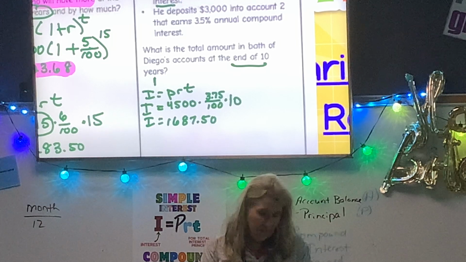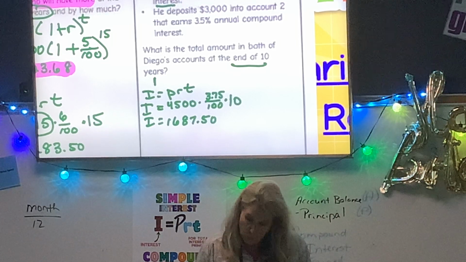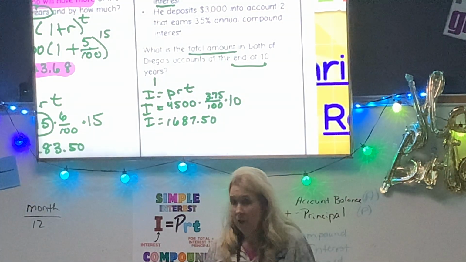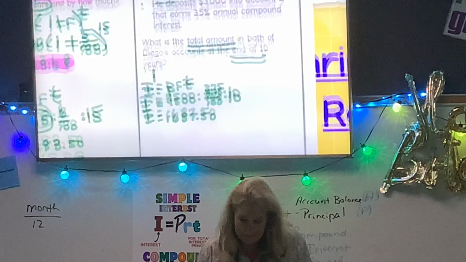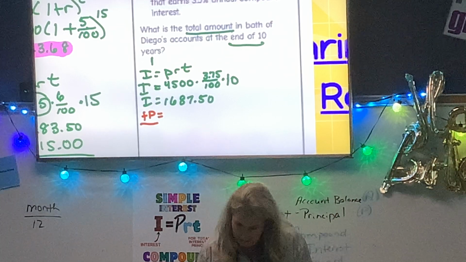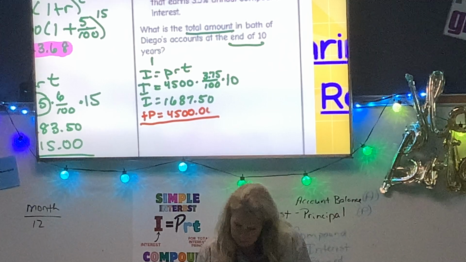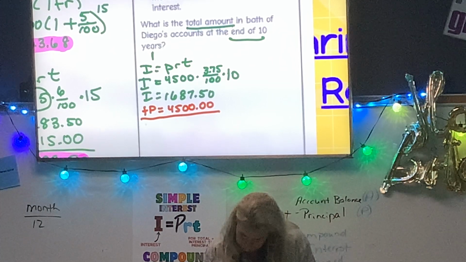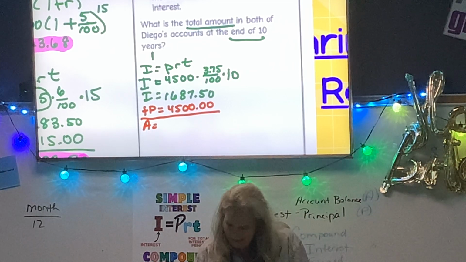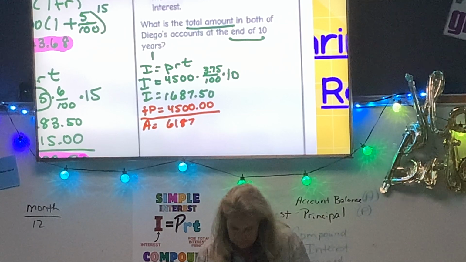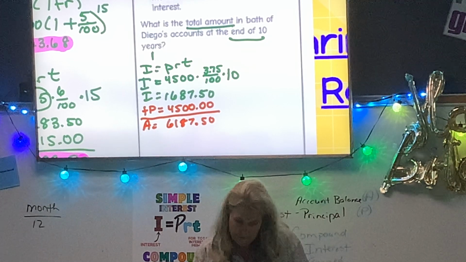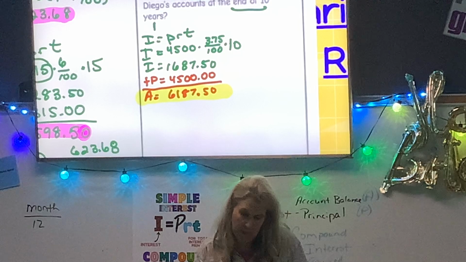Perfect. Then, total amount. So I need to get the total amount of both together. We need to add both of them. Okay, but what do I need to do to find my amount in my account? Add my interest and my principal. So what is my amount in my account? 6,187.5. And we're gonna highlight that because that's our amount in our account.